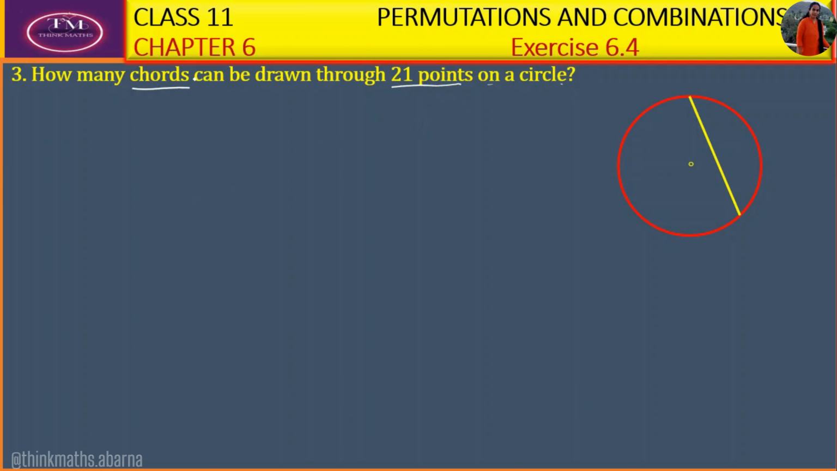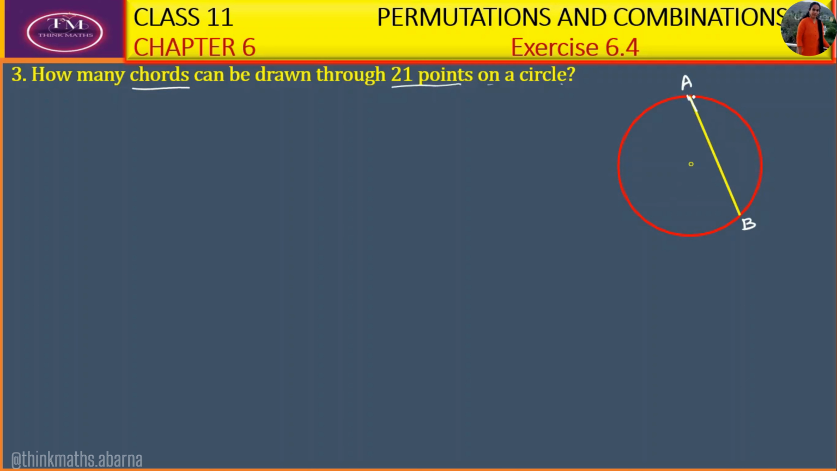So what is a chord? A chord is a line joining two points in the circumference of a circle. It doesn't pass through the center of the circle. If it passes through the center of the circle, it is called the diameter. So diameter is the largest chord. Okay. So this chord doesn't pass through the center. So let us name this as A, B. A chord is the line passing through 2 points in a circle. So the largest chord is the diameter.